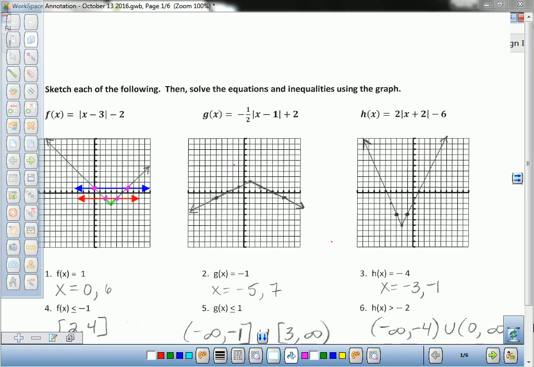All right, so on number 1, the vertex is shifted right 3, down 2. Now there's an understood positive 1 out in front, so if we thought about this problem in terms of slope, it has a slope of 1 on the right side. Up 1 over 1, up 1 over 1, up 1 over 1. If you thought about it in terms of moves, the moves are normal.